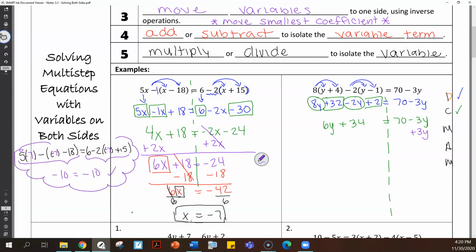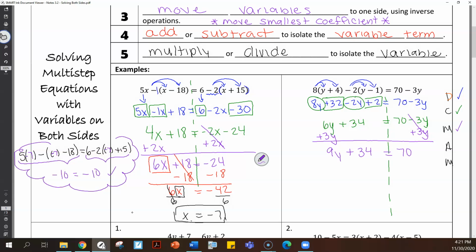My negative 3y and my positive 3y are going to reduce to 0. That's the whole reason I'm doing it. But if I add 3y over here, I have to do the same thing over here. I'm going to add 3y's over here as well. Okay, so I'm going to do this just like I combine like terms. 6y plus 3y, 6 plus 3 is 9. Y's come along. I didn't do anything to positive 34, so it's just going to come down. I didn't do anything to 70, so that comes down. And my 3y's have reduced to 0. So I'm done moving my variables.